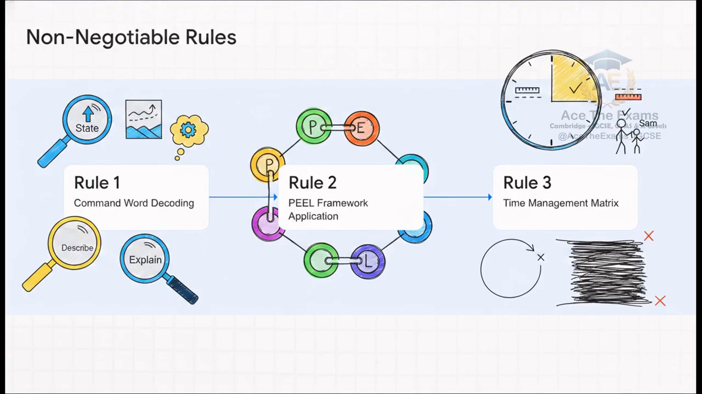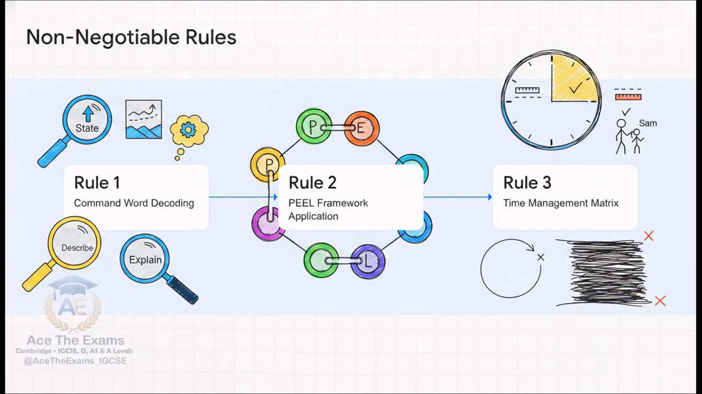This brilliantly illustrates the ultimate system for your exams. Here are your 3 absolute, non-negotiable rules. Rule 1, command word decoding. You must always know what the verb in the question is demanding. Are you being asked to state a simple fact, describe what a graph looks like, or explain the complex physics behind why it looks that way? They require totally different answers.